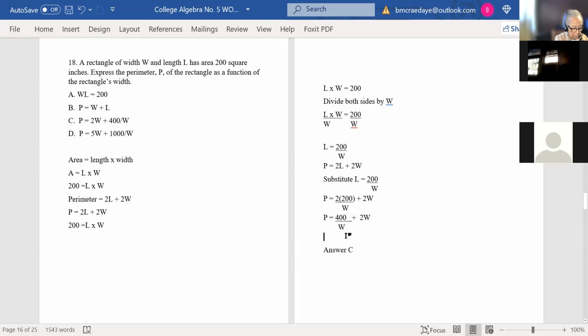So this would be 2W, put the W underneath the 400. So this would be 2W plus, and we have a plus here, plus 400 divided by W. So that's plus, put the W underneath the 400, and the 2W we put in the front so we can take it out of the back here.